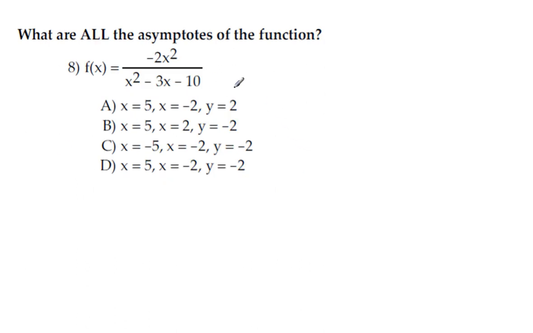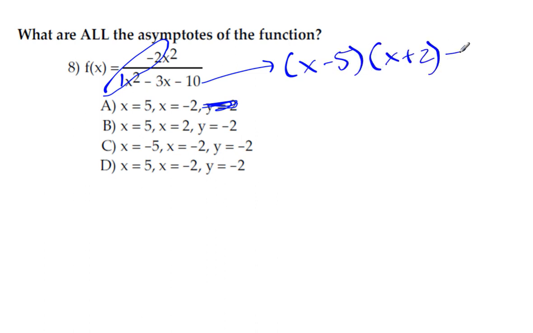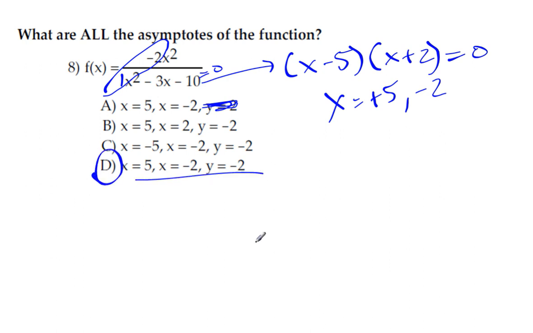These ones are a little trickier. What are all of our asymptotes going to be? We got the same power here, so we're going to go with our y is going to be the front numbers. So we're looking at y equals -2. So that eliminates this guy as an answer. Now I've got to factor this. X squared minus 3x minus 10, that's going to be x minus 5, x plus 2, setting equal to 0 to find my vertical asymptotes, the x equals numbers. Going to give me x equals +5 or -2, and that's going to help me find my last ones, which is D has all of those proper.